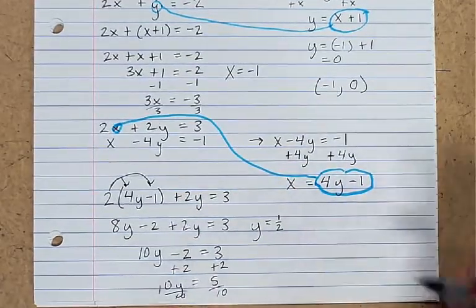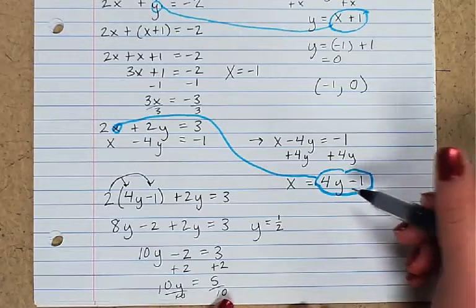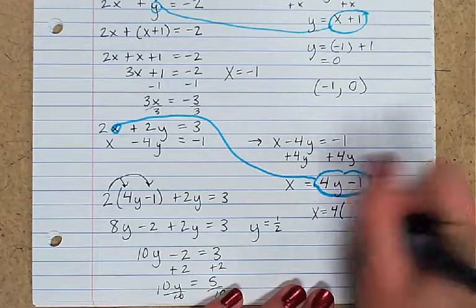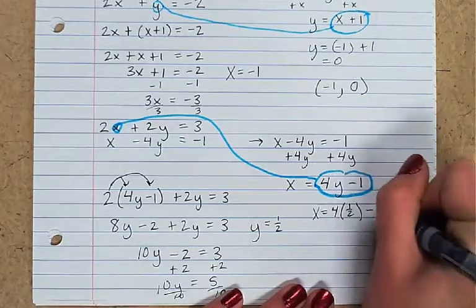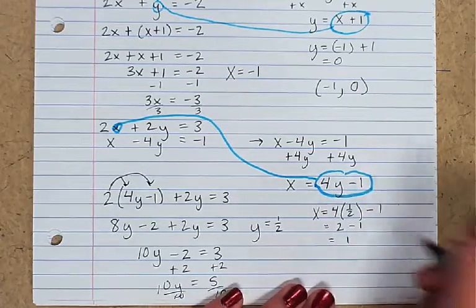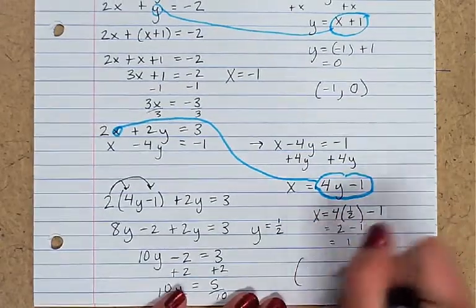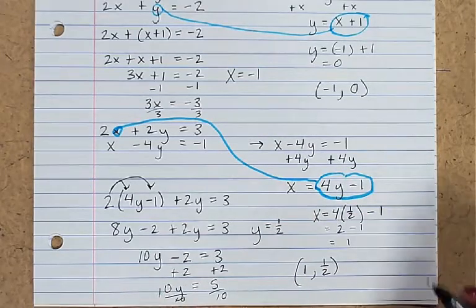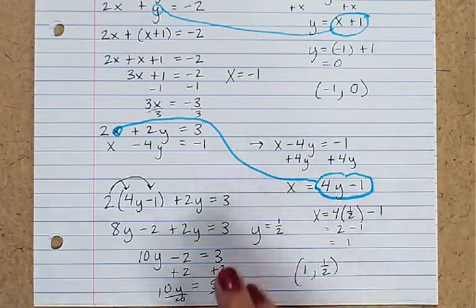We still got to get the x. Remember I said it's easiest if we go ahead and just use this one right here. So plug in a half for y, because that's what we got. Half of 4 is 2. 2 minus 1 is 1. So the solution to this system, the x-coordinate is 1 and the y-coordinate is 1/2. That's where those two lines will intersect.